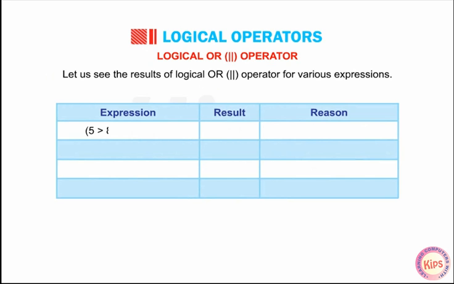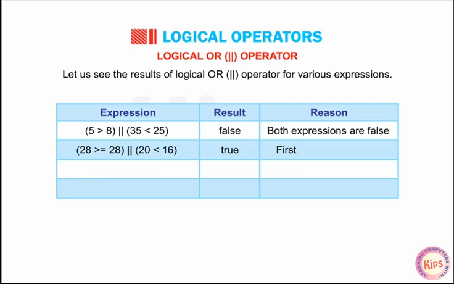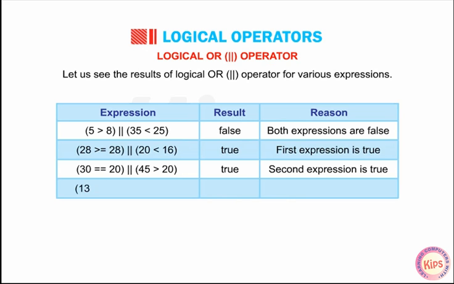Expression: 5 > 8 || 35 < 25. False. Both expressions are false. 28 > 28 || 20 < 16. True. First expression is true. 30 == 20 || 45 > 20. True. Second expression is true. 13 != 23 || 30 == 30. True. Both expressions are true.